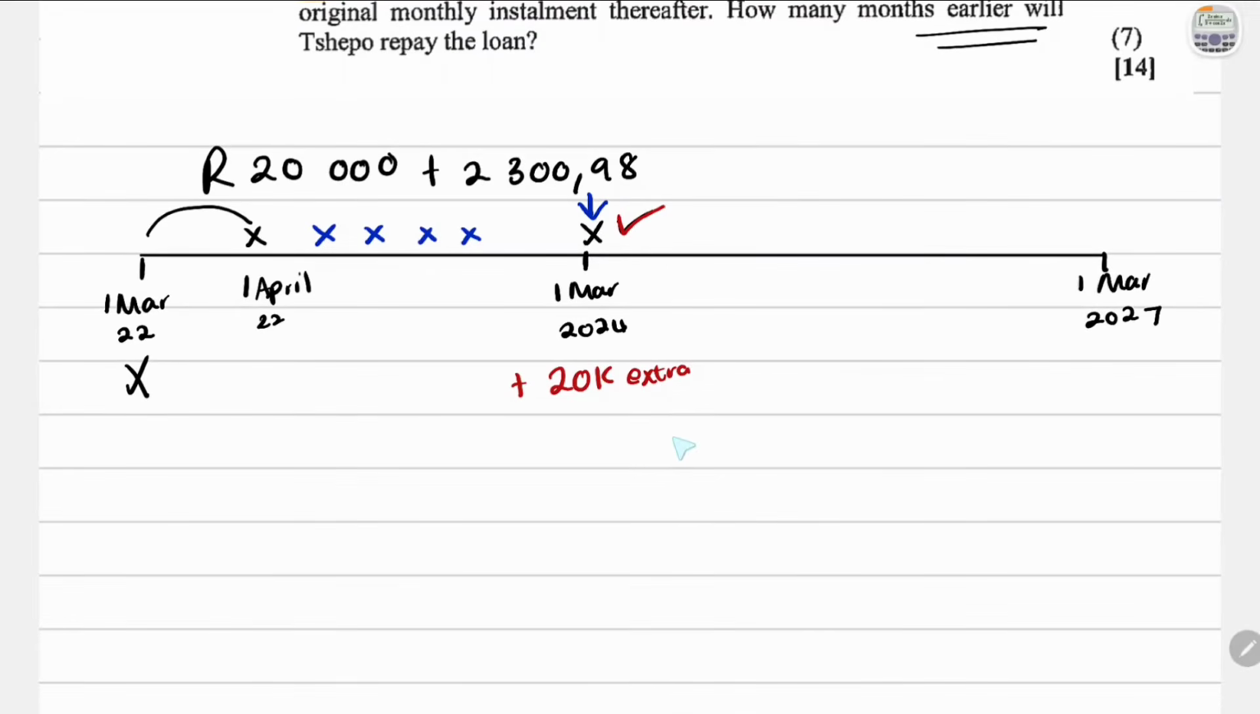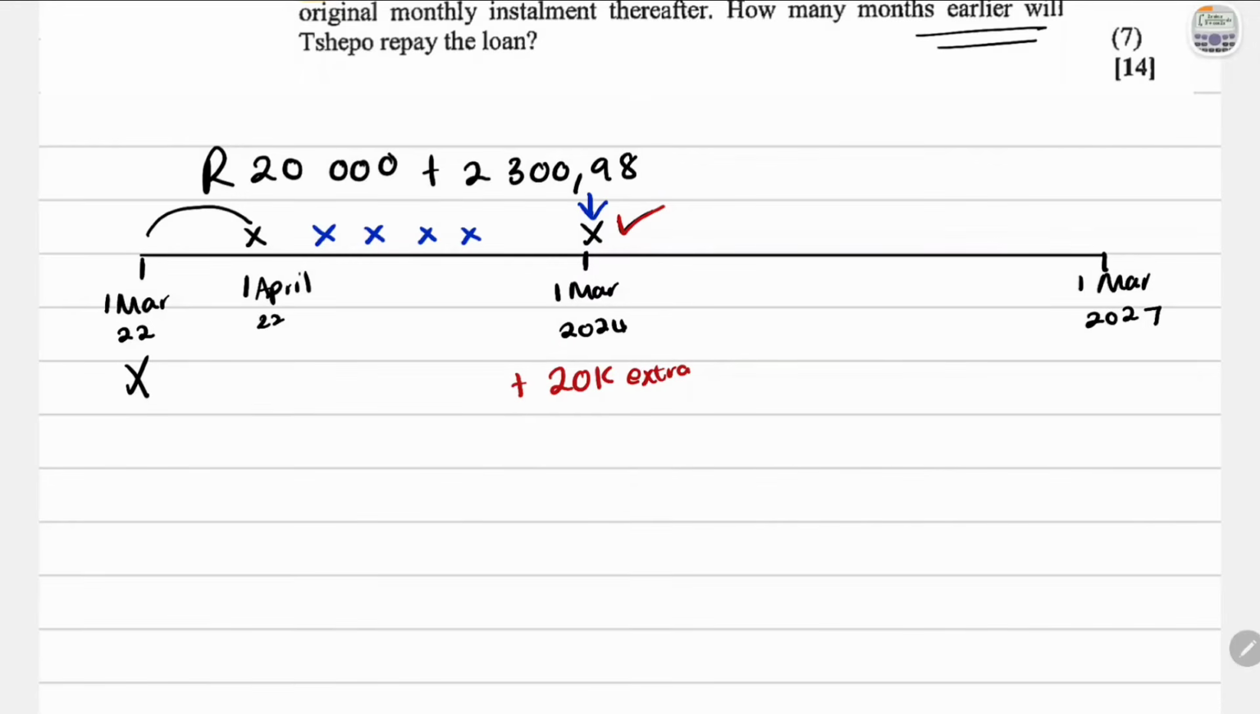So how do we find out how much left will he have to pay? Okay. Since this was on the 1st of March 2024, how about we find out how much he owed at this point, right? If we can find out how much he owed, we know how much he owes. We can remove 20,000 from that because he's paid 20,000 extra. Okay. So how much is he going to owe after he has paid this payment?